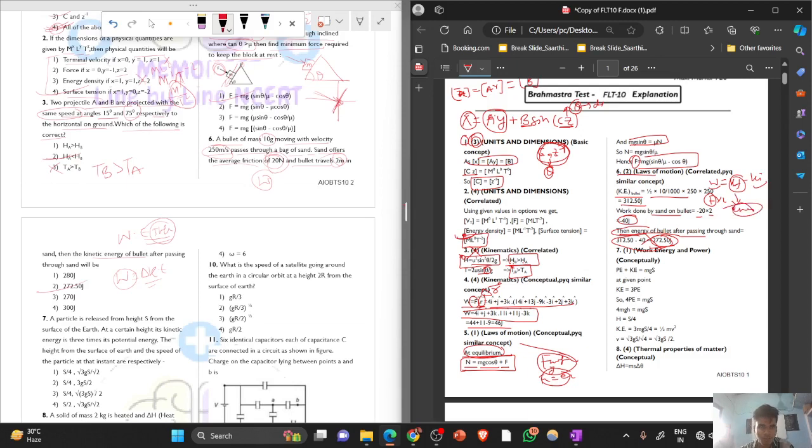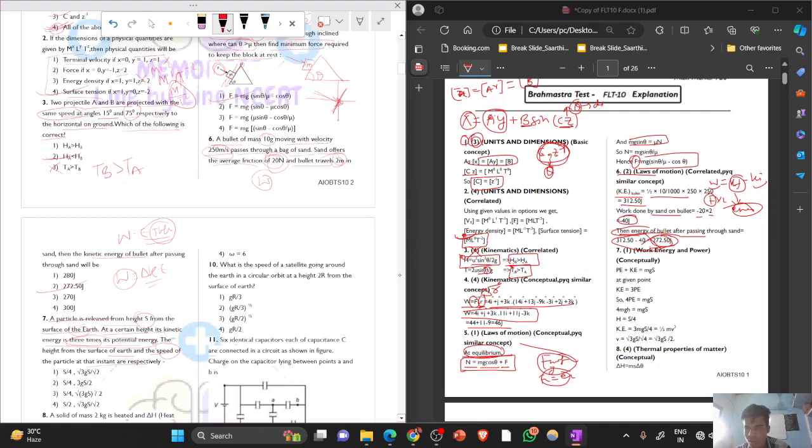Now moving ahead, a particle is released from some height from the surface of earth. At a certain height its kinetic energy is 3 times the potential energy. A particle reached a particular height when it goes down, and it is saying that its kinetic energy is 3 times its potential energy. It is asking you the height from the surface of earth and the speed of the particle at that instant. You just need to understand and use the conservation of energy in that case simply.